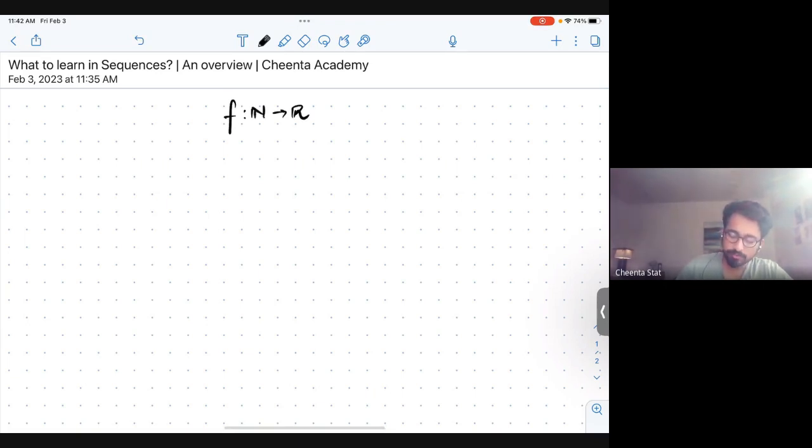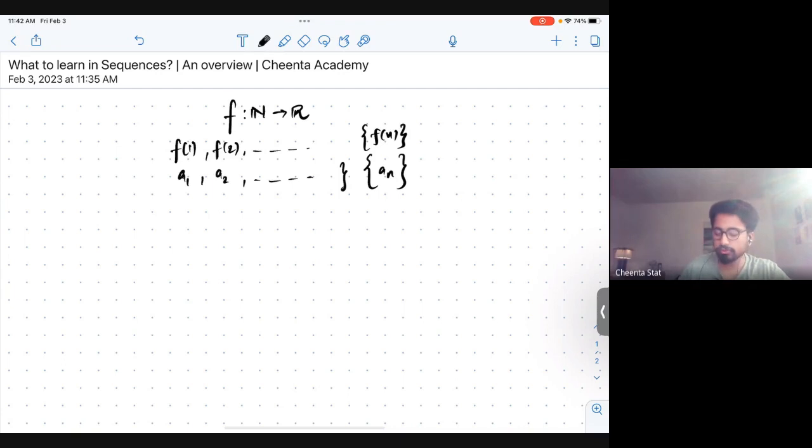We denote it by f of 1, where f of 1 goes, where f of 2 goes, dot dot dot, and we represent it by a1, a2, like this, and this becomes a sequence a_n. Here you can write it as f of n. So in which part of the sequence are we really interested? What are we looking forward to learning in a sequence? The goal.